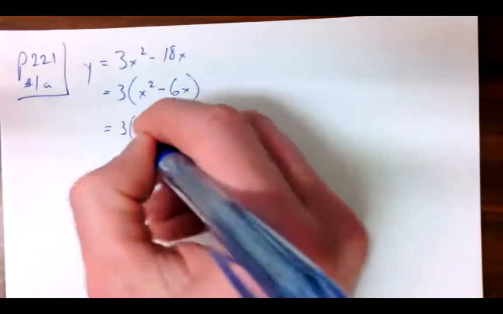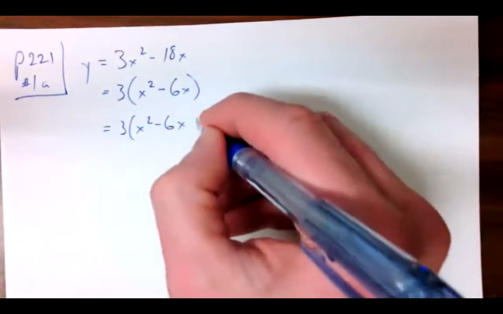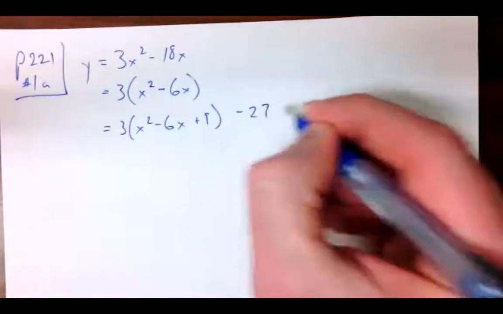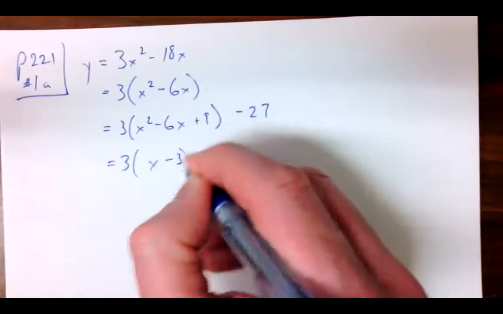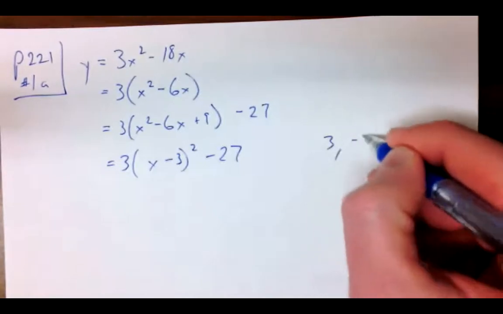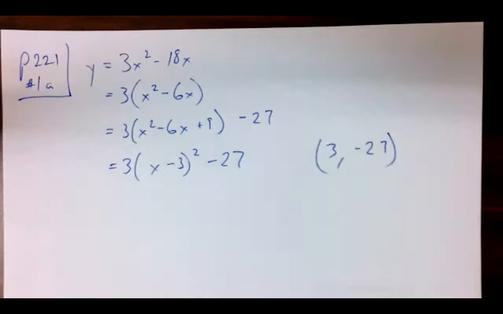Then we complete the square: x squared minus 6x, 6 divided by 2 is 3, 3 squared is 9. We've added 27, so we subtract 27. So 3 times (x minus 3) squared minus 27. Our vertex is 3 and negative 27. For those of you copying, I'll give you a few moments to copy that down.